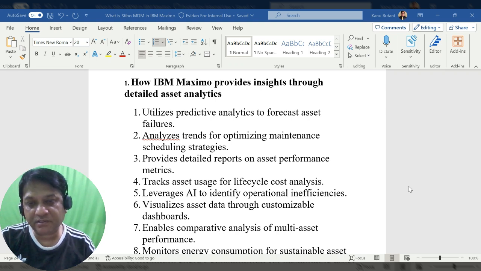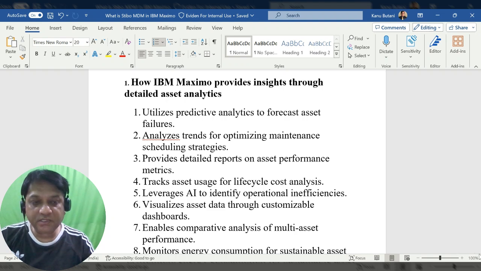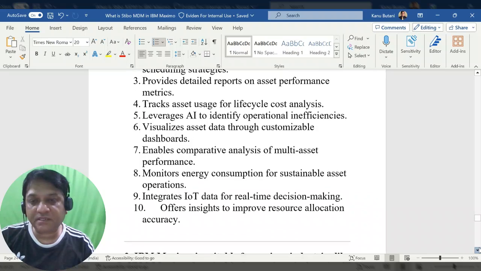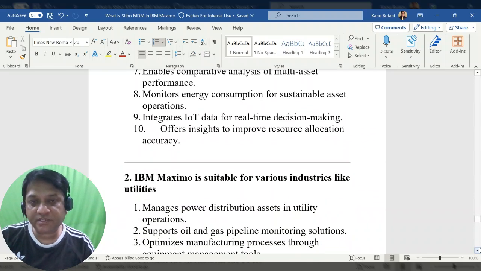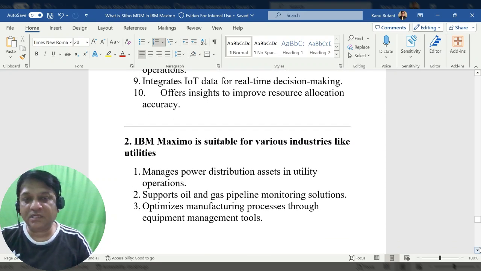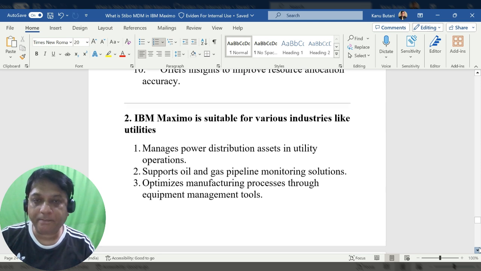operational inefficiencies, visualizes asset data through customizable dashboards, enables comparative analysis of multi-asset performance, monitors energy consumption for sustainable asset operations, integrates IoT data for real-time decision making, and offers insights to improve resource allocation accuracy.